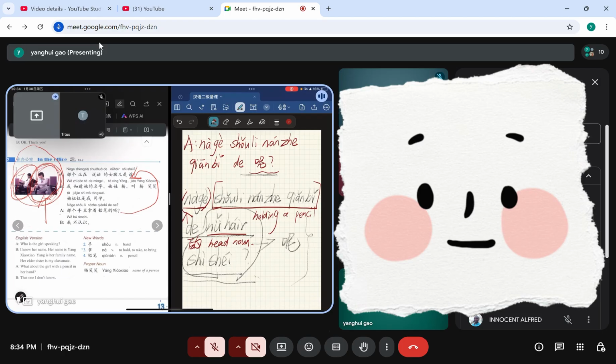This girl 是谁? Who is the girl holding a pencil in her hand? 那个手里拿着铅笔的女孩是谁? OK, and then B answers 我不认识. I don't know, 我不认识.